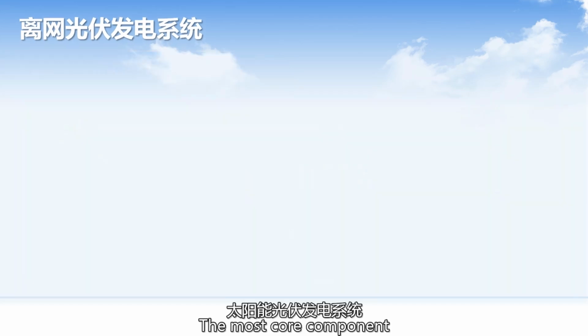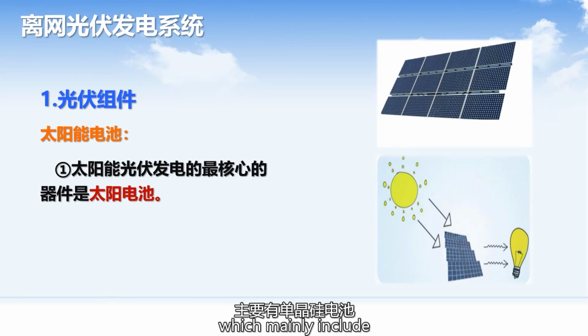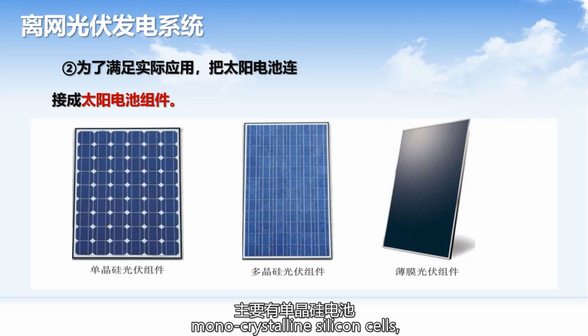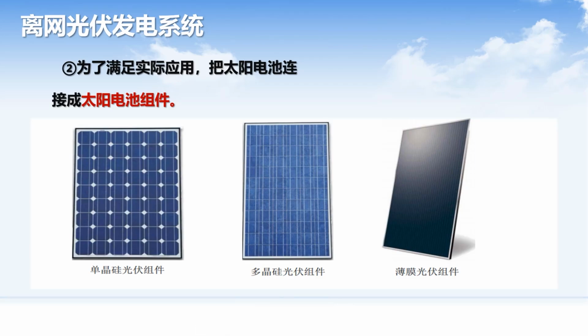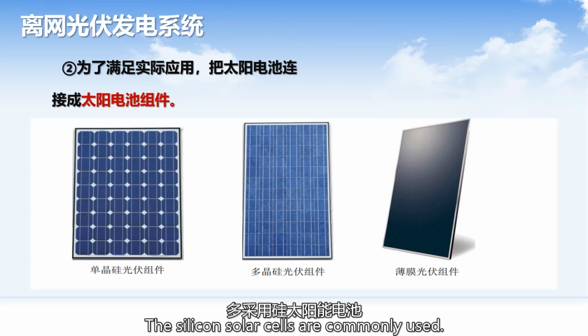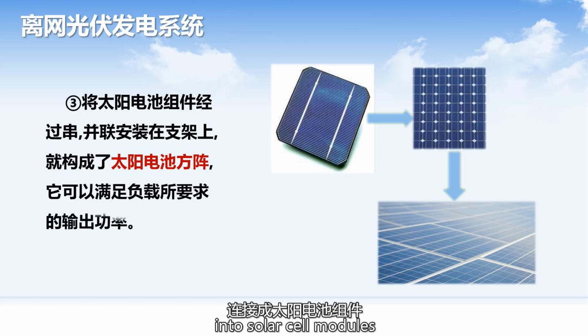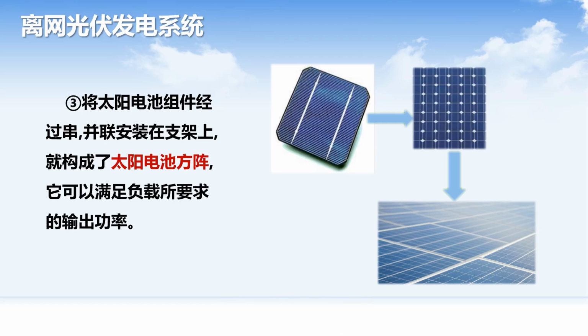The most core component of the solar photovoltaic power generation systems is the solar cells, which mainly include monocrystalline silicon cells, polycrystalline silicon cells, amorphous silicon cells, etc. The silicon solar cells are commonly used. The single solar cells cannot be used as a separate power source. In applications, connecting solar cells into solar cell modules and installing them in series or parallel on brackets forms a solar cell array, which can meet the output power required by the load.